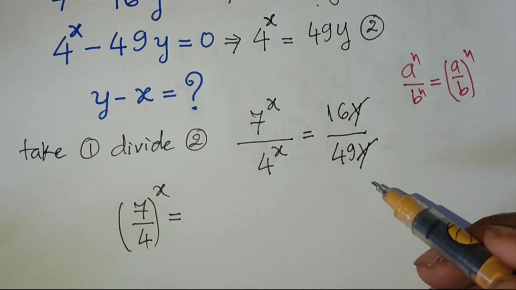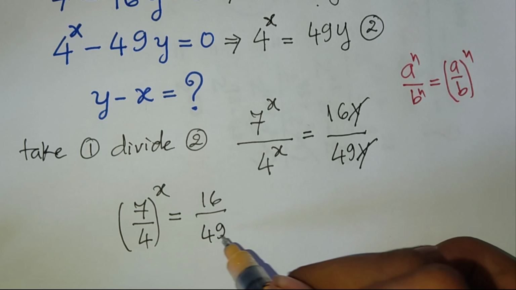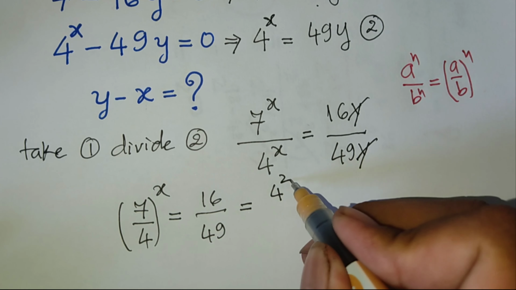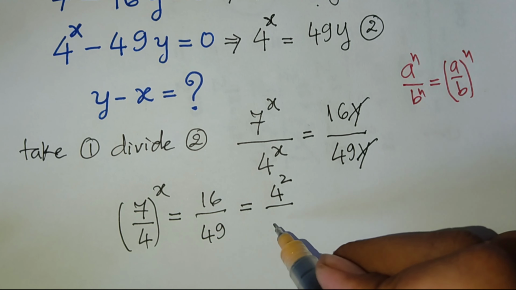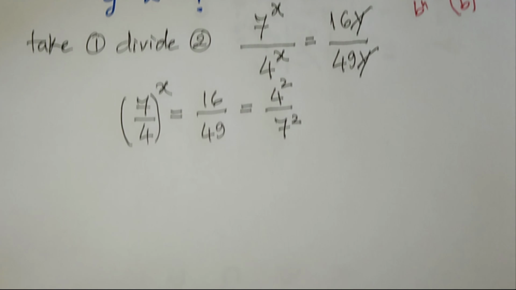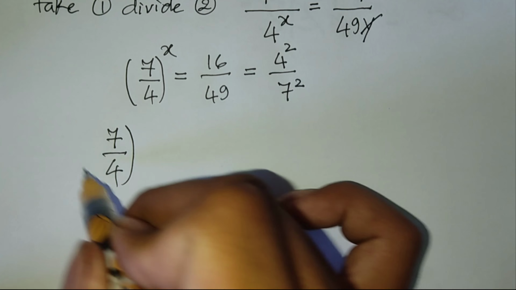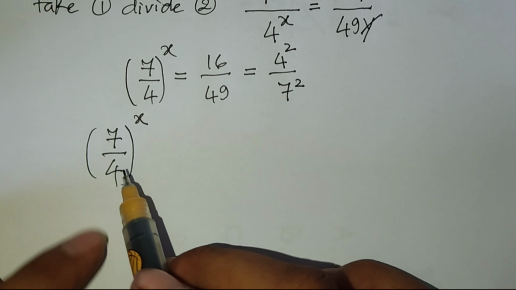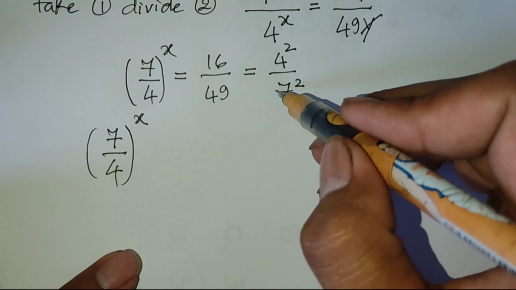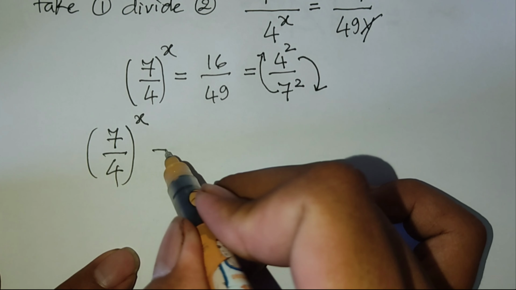We simplify y, and we get 16 divided by 49, and 16 equals 4 squared, and 49 equals 7 squared. And then we get 7 divided by 4, the whole to the power x. Look, here is 7 divided by 4, and here is 4 divided by 7. So we change 7 to the over and 4 to the under.